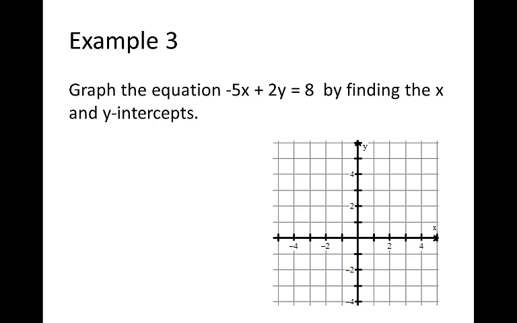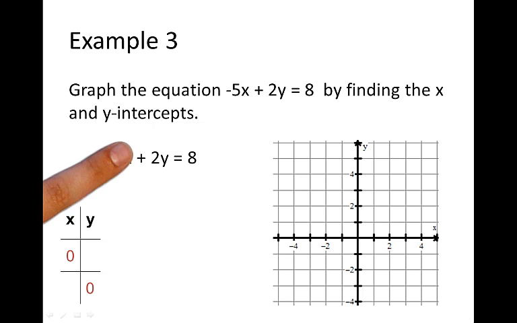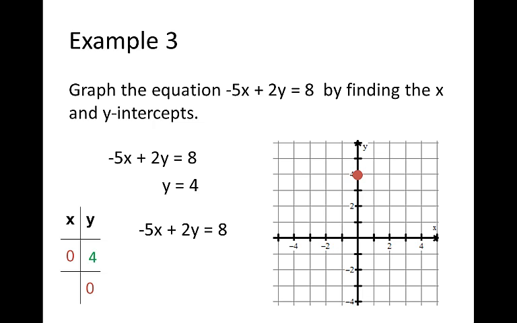Okay, try this one. Graph -5x plus 2y equals 8 by finding the x and the y intercepts. Pause the video here, see if you can do this one. Welcome back. All right, so we have x is 0, y is 0. -5x plus 2y equals 8. We're going to cover up that -5x, and we get 2y is 8, so y is 4. Plot that point up there. That y equals 4.